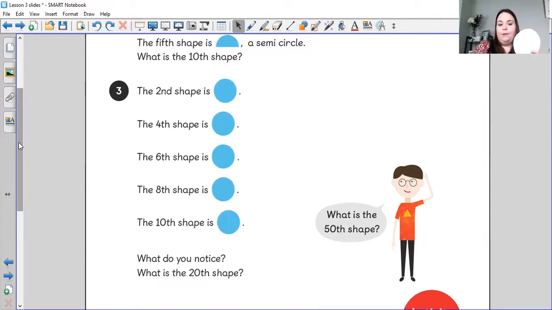We actually can, because we know that 10th is going to be an even number. And if that's a circle, 20th is also an even number in this pattern, which means it must also be a circle. What about the 50th shape? That's going to carry on in my odd even pattern, like this. So it would also be a circle.